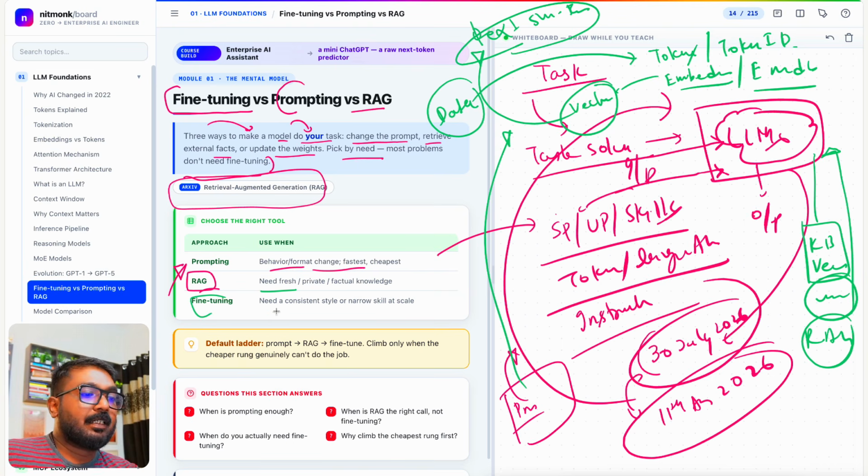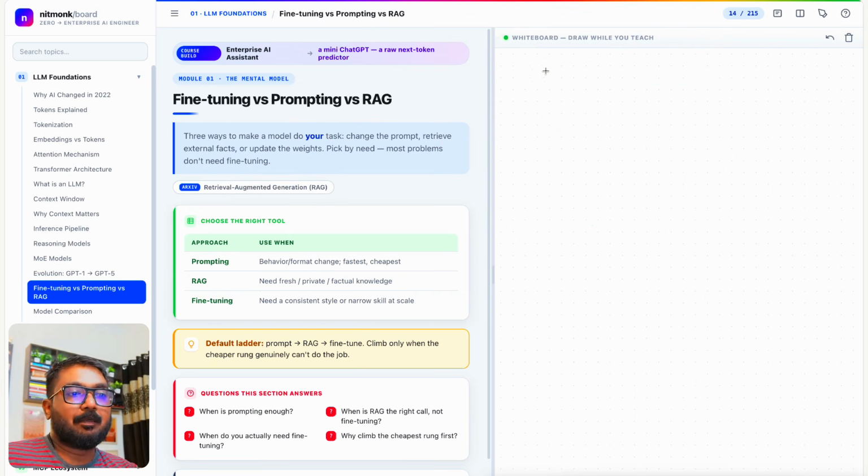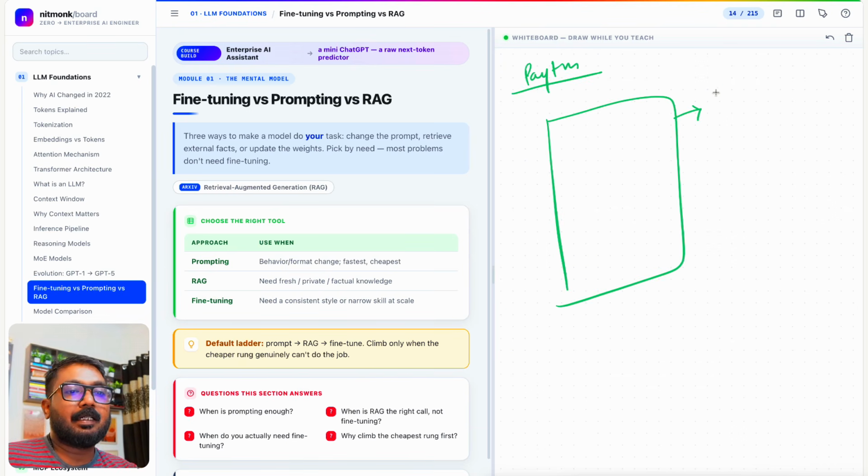There is fine tuning. You need a consistent style or narrow skill at scale. So basically, I'll give you a better example. There is Paytm in India. For example, they are in the FSI business, the finance sector, I think insurance, finance, loans, banking services. Now, once we make the payment, it says that 200 was paid to the business or to the vendor.